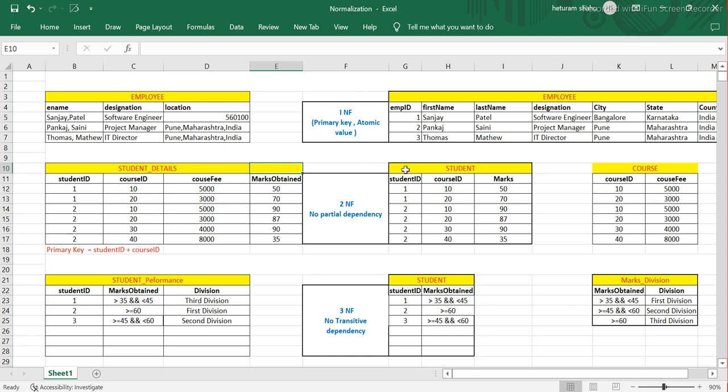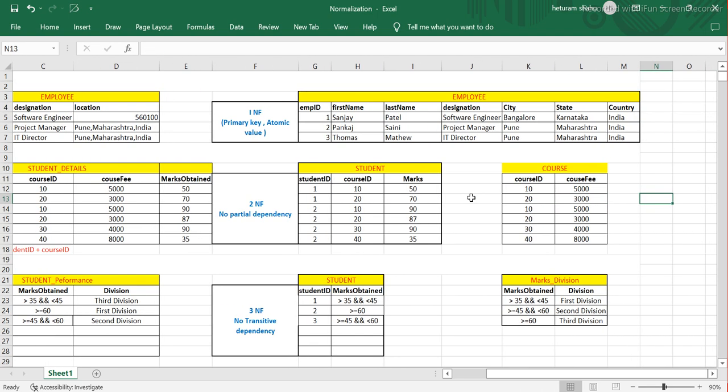So we have to see, this is the way we can do actually. We can break this table into two tables. One table can be the student table, with student ID, course ID, and then marks obtained, right? This is the marks obtained, and this is obviously dependent on this whole primary key.